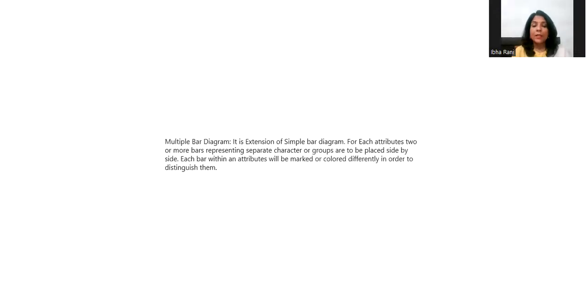The next type of diagram is the multiple bar diagram. It is just an extension of the simple bar diagram. In the simple bar diagram, they give only one attribute or characteristic, for example, the profit of the company or the sales of the company. But for the multiple bar diagram, they will give two or more interrelated data, and then they will tell you to draw a multiple bar diagram.